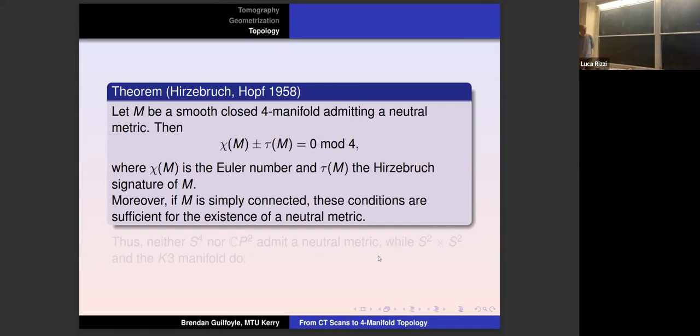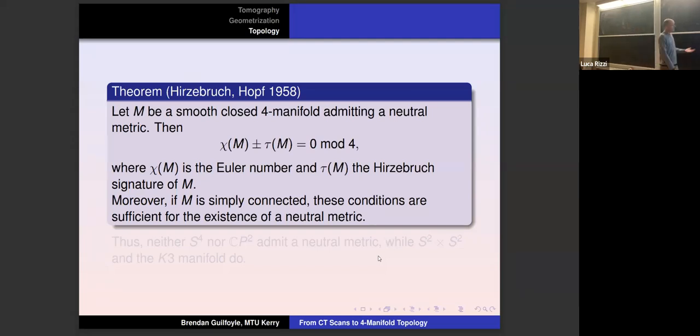In fact, how they were doing it is to show that if you have a smooth closed 4-manifold and it admits a neutral metric, then the Euler characteristic plus and minus the signature, the Hirzebruch signature of the manifold, the topological invariant of the manifold, must add up to 0 mod 4. So you can write down exactly which closed 4-manifolds admit neutral metrics.